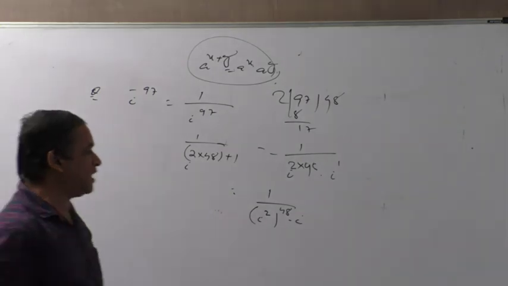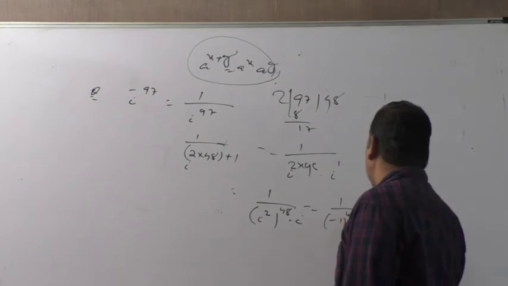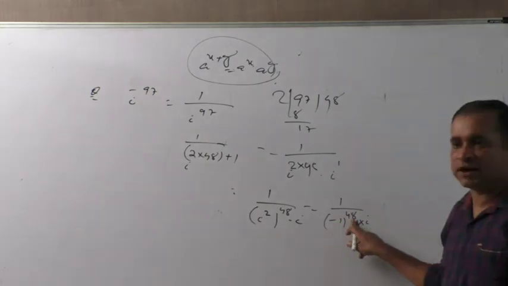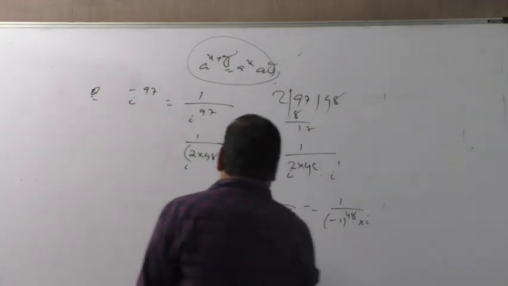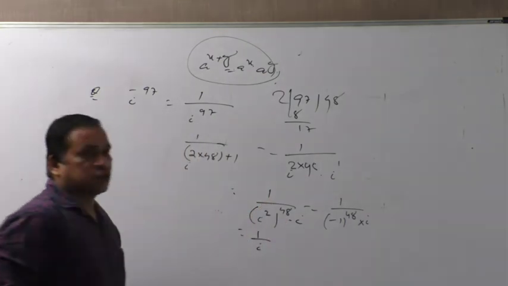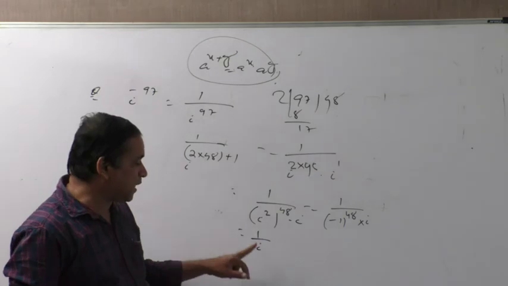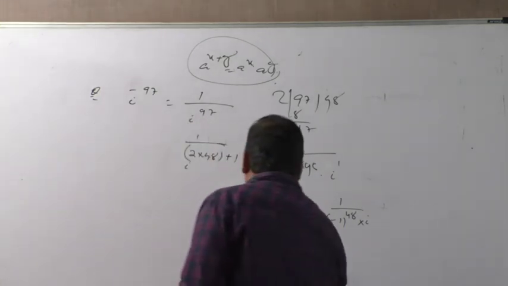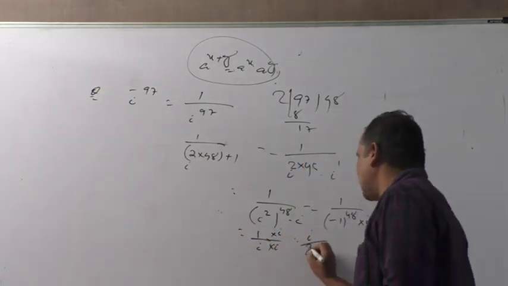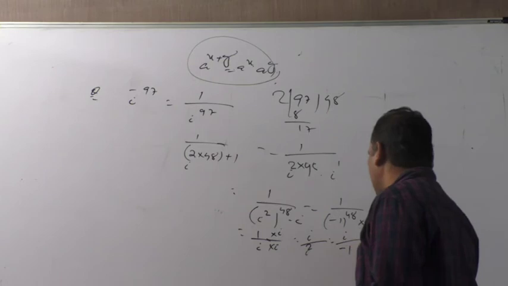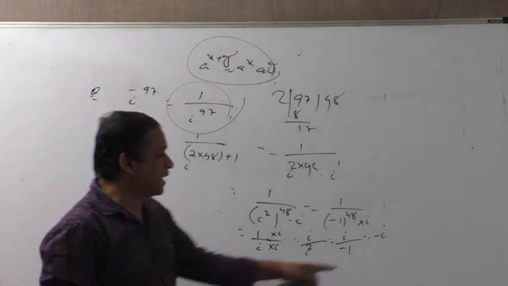We know i squared is minus 1. So this is 1 by (minus 1) to the power 48 into i. Minus 1 to the power 48: 48 is an even number, so this will be positive, 1 by i. Since i is in the denominator, it is not rationalized. To make it rationalized, multiply i to both numerator and denominator. So this will be i by i squared, that is i by minus 1, which is minus i. So the value of 1 by i to the power 97 is minus i.